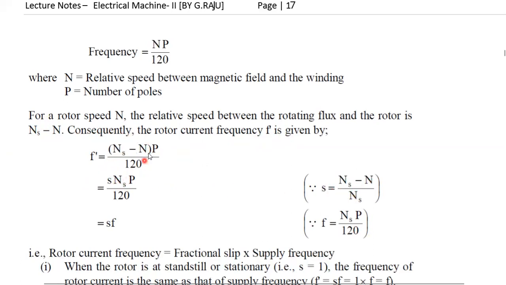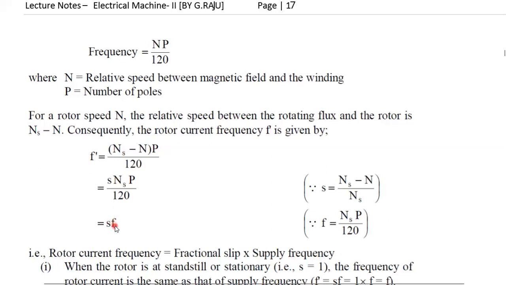So s = (ns - n)/ns, and then f' = s into f, where f = ns into p divided by 120. So that is called s into f. Here f' is called the rotor frequency, the rotor current frequency f'. Sometimes some of the books take the notation f suffix r.